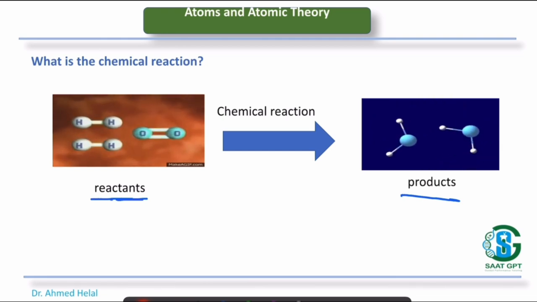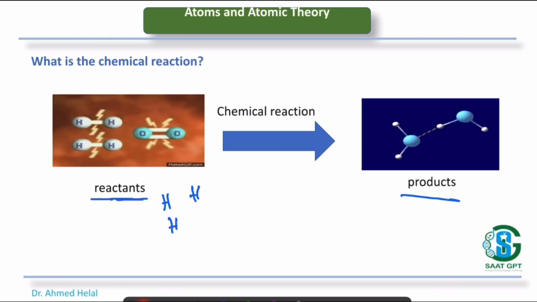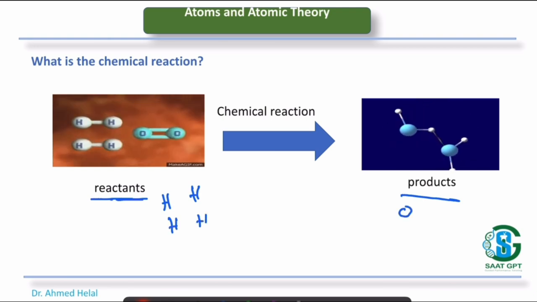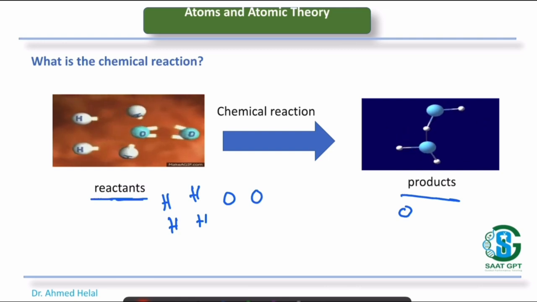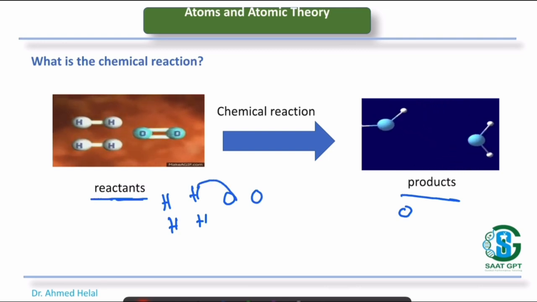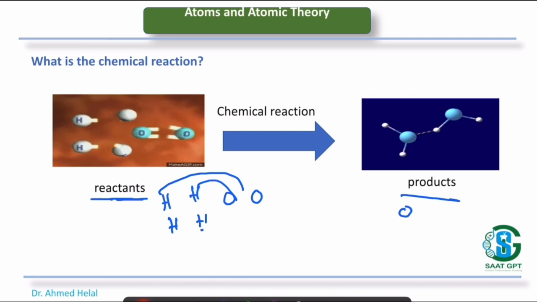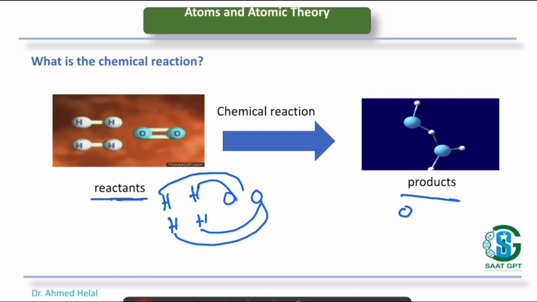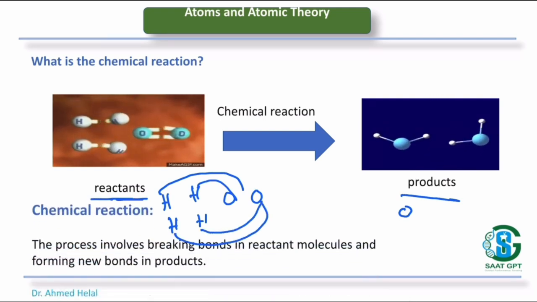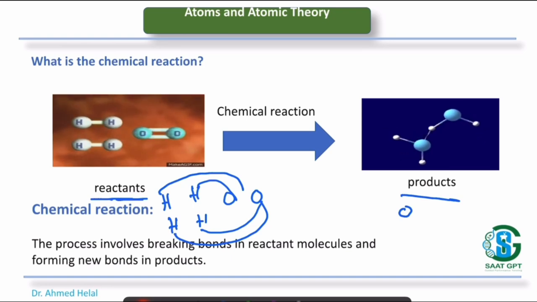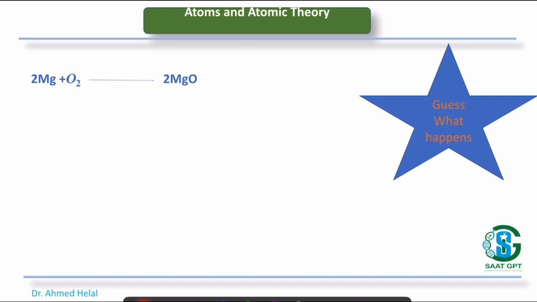In the products, we have formation of new bonds. If you have H and H, they are free. H and H, they are free. Here you have O and O, they are free right now after breaking up bonds. H, O, H, H, O, H. Here we have formation of new bonds in the products. That's why we said chemical reaction is breaking up bonds of reactant molecules and forming new bonds in the product molecules. This is a kind of chemical reaction.